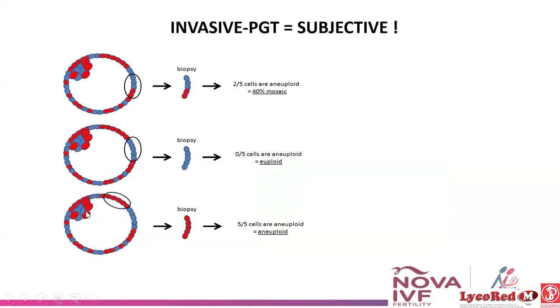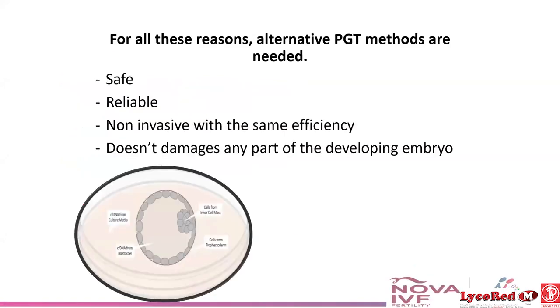You can see these embryos, these blastocysts, are mosaic. If you are getting your cells from here, you can find there is 40% mosaic. If you are getting your biopsy from here, that result will be that these are absolutely euploid. If you are getting a biopsy from this side, then you will get the result is aneuploid. So in all these cases, only a mosaic is supported. Otherwise, these are both false negative and false positive cases.